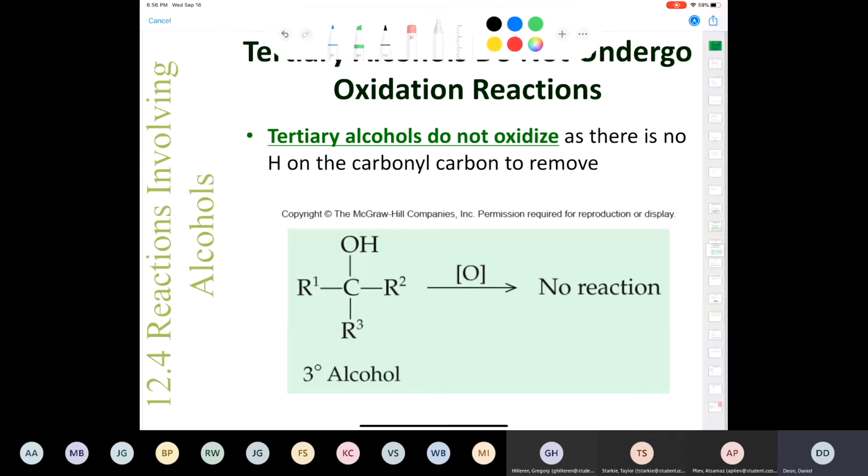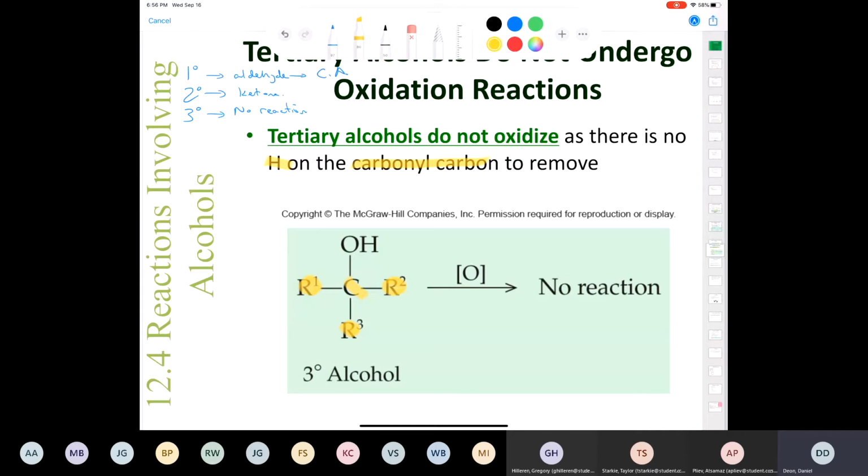So we could summarize right here. A primary alcohol gives you an aldehyde, then a carboxylic acid. Secondary gives you a ketone. A tertiary alcohol, no reaction. It will never oxidize. And the reason why is because in order for oxidation to occur in any molecule, the carbonyl carbon has to have at least 1 hydrogen in order to oxidize. And you can see there's no hydrogen here, none here, and none here.